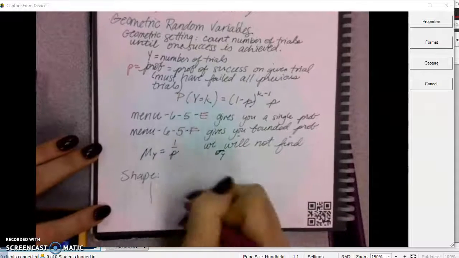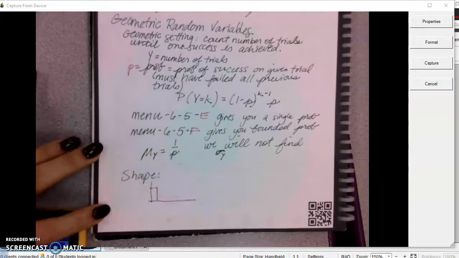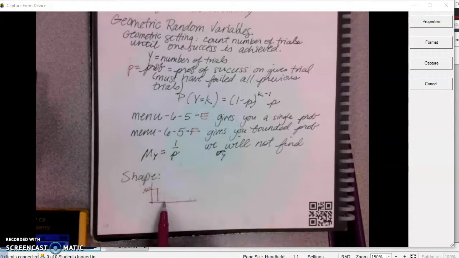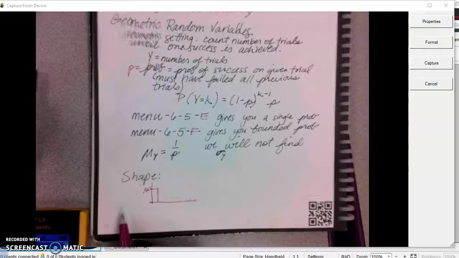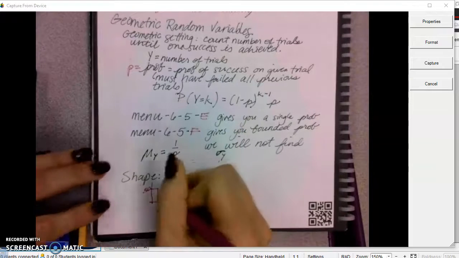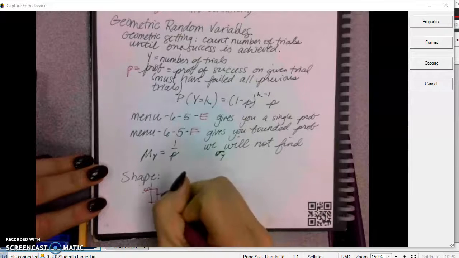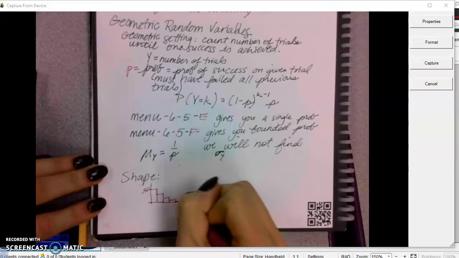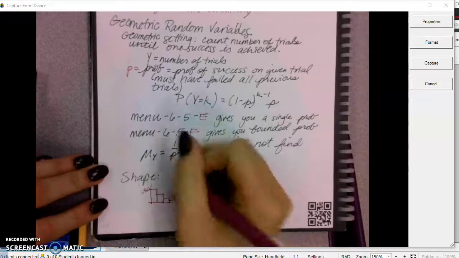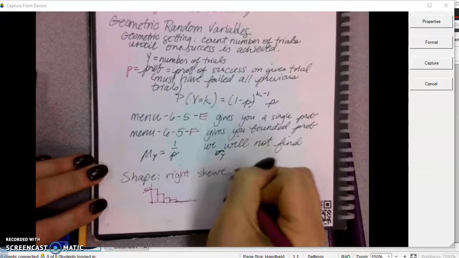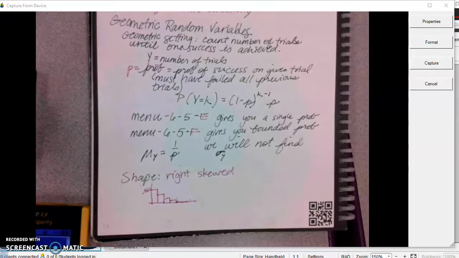Now, if we think about it like a coin, the first time you flip it, you have a 50-50 chance, so say that's 0.50. Well, if you get it on the second one, so you failed the first time, that's a 50% chance you failed, and then you get it on the second time, that means you have a 25% chance that you get it on the second flip. And then you would see that it keeps going down and down and down. And so you see that this is always going to be a right skewed shape when we're dealing with geometric random variables. And that is going to sum up our 6.3 notes.